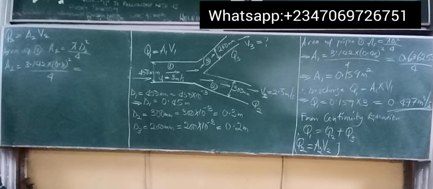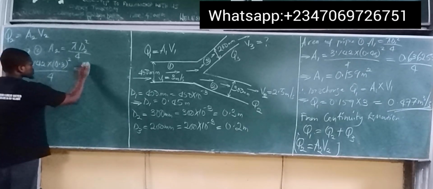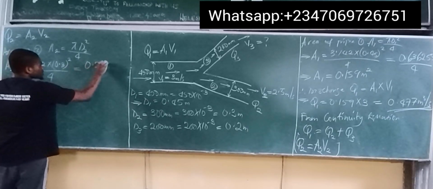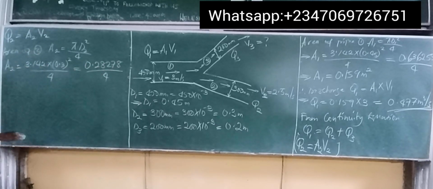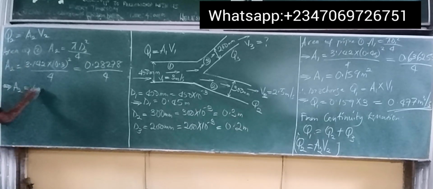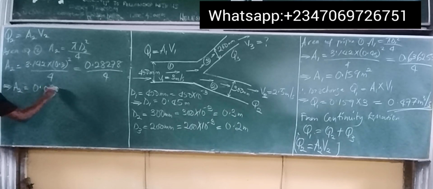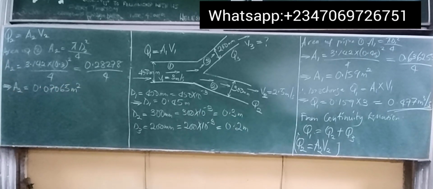So we have here 3.142 multiplied by 0.3 squared. That gives us 0.28278, divided by 4. So this simply implies that the area of portion 2 is now equal to 0.28278 divided by 4. That gives us 0.07065 meter squared. So we have this to be the area of portion 2.